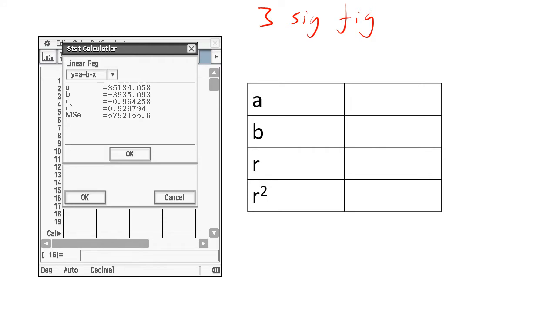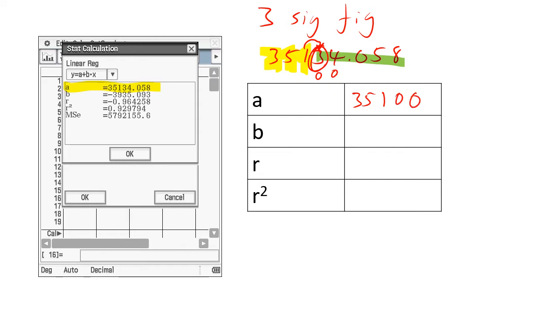So let's look at our first value for A. If I just highlight that, we've got the value 35134.058. So let's count our significant figures: 1, 2, 3. So we've got to ignore the rest of that. But we need some placeholders. So we do know that this value is the 3 and the 5 and the 1. And we look at this next digit here. This is important. The 3 means we don't have to go up to the 2, so we can just replace that with a 0 and a 0. So it's 35100.